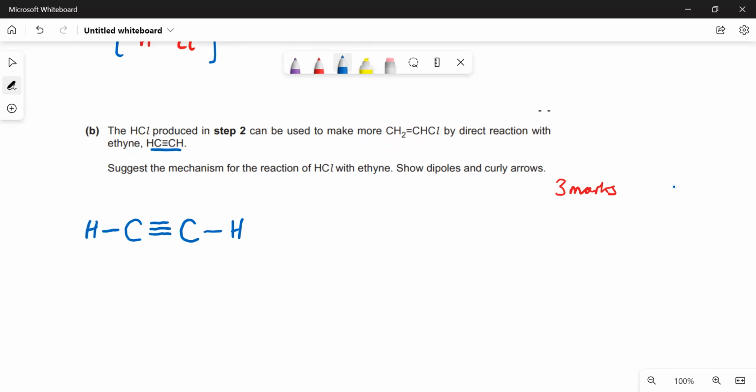Right, so here is our HCl. We've got a dipole on that. That's delta positive because hydrogen is less electronegative than chlorine. That's delta negative. The first step in the mechanism is for one of the pi bonds there to break and to go onto the hydrogen. And the hydrogen chlorine bond is then going to have to break. Both electrons go to the chlorine. So we have then got this intermediate.